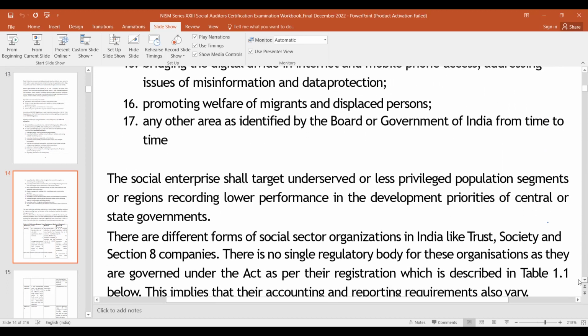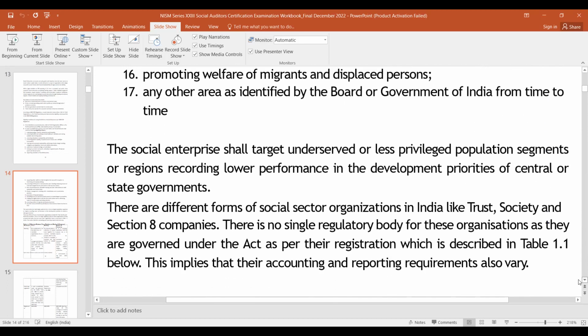The social enterprises shall target underserved or less privileged population segments or regions recording lower performance in the development priorities of central or state governments. Basically, in some sectors government is already working, central or state government is already working. Now these social enterprises will target underserved or less privileged population segments or regions recording lower performance in the development priorities of central or state government.